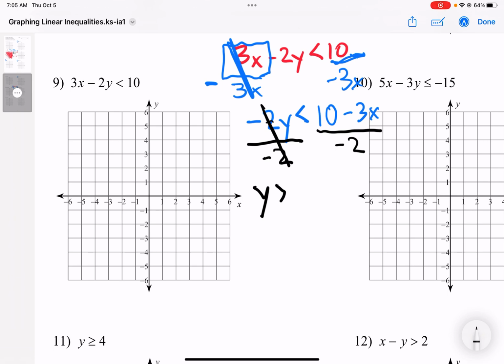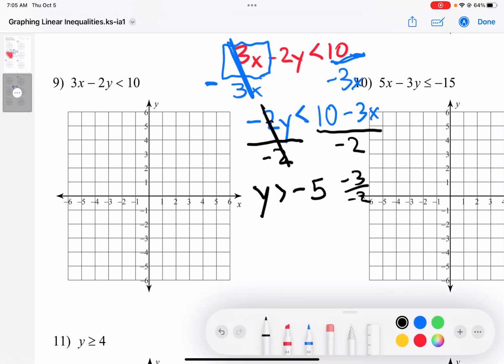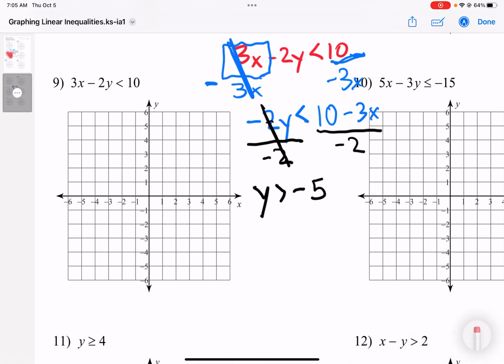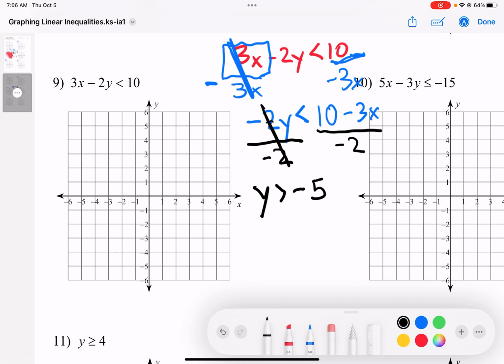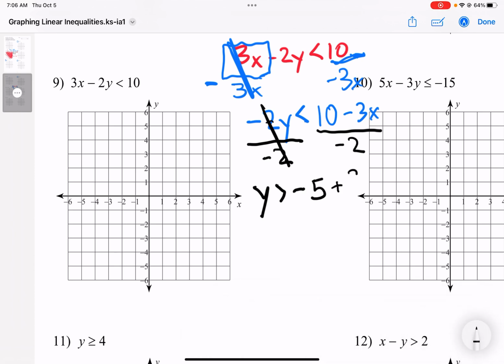Here I have some division. 10 divided by negative 2 is negative 5. And here, I think this may be the trickiest part of it all. I have negative 3 divided by negative 2. I guess I could technically leave it as negative 3 over 2, right? But what we should know here is that a negative divided by a negative is a positive. And so this becomes a positive 3 over 2x.